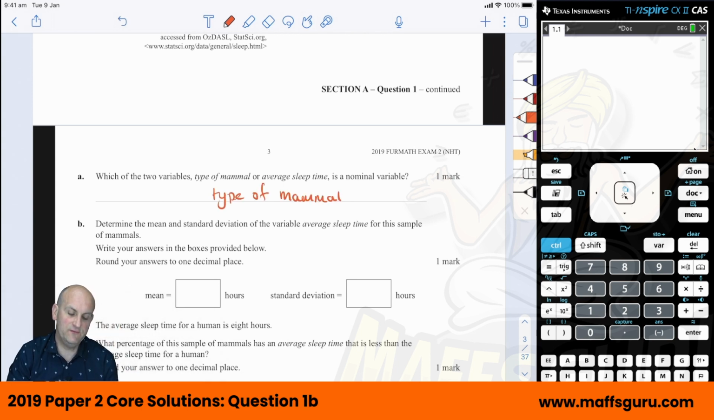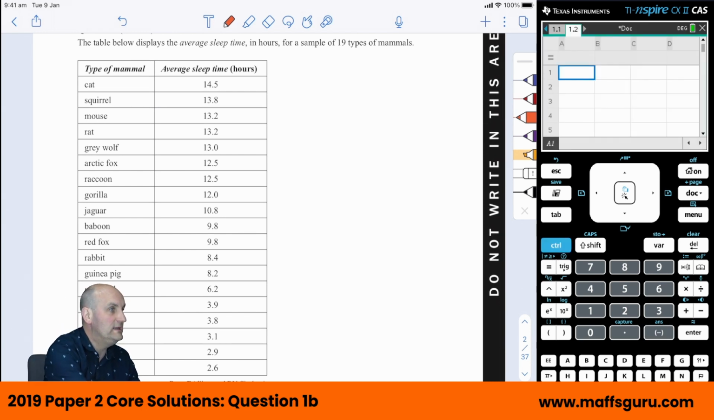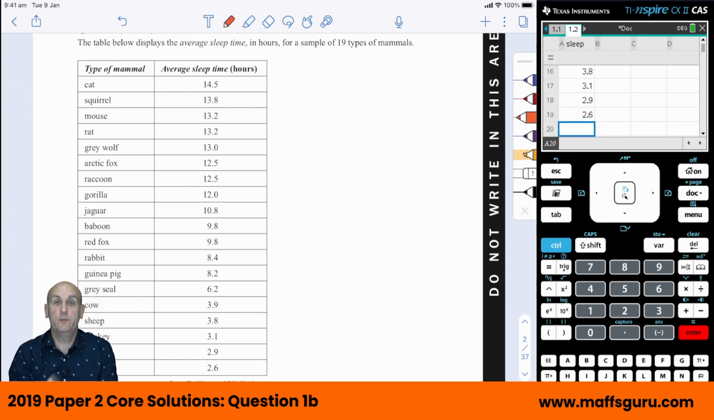Determine the mean and standard deviation of the variable average sleep time for this sample of mammals. Write your answers in the boxes provided. So what are we going to do? Fire up my CAS calculator. I'm going to do Control and I to insert a list and spreadsheet. I'm going to call it sleep here. And then I'm going to put in my values. 14.5, there we go. So we put the values in.